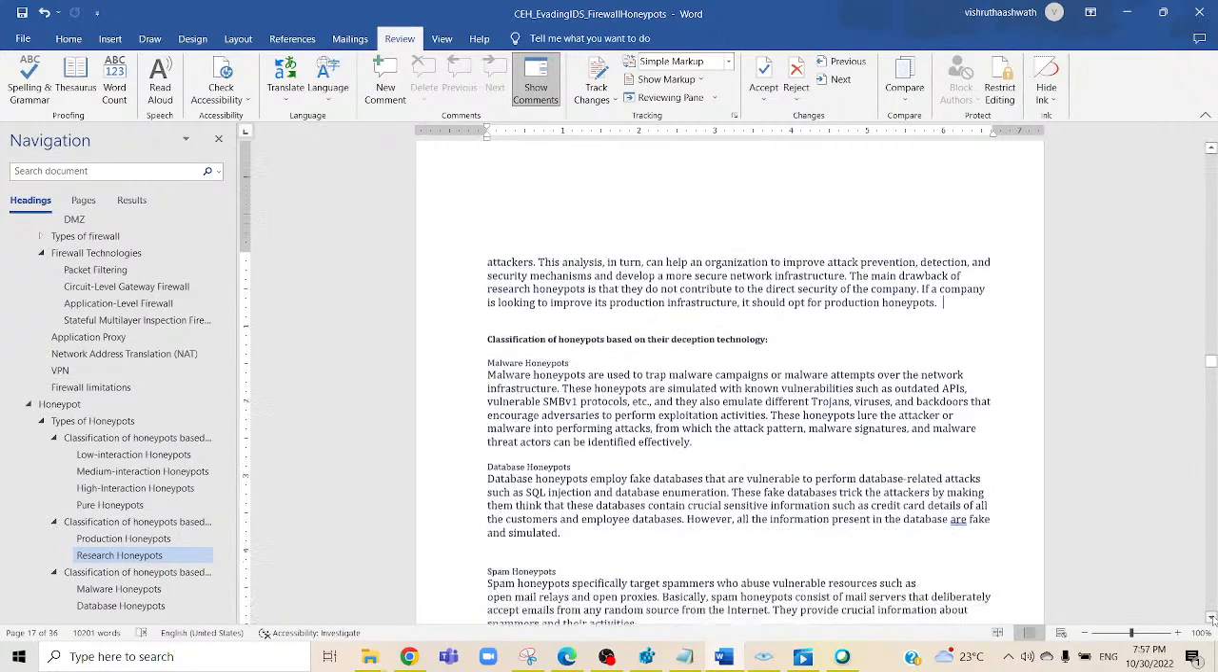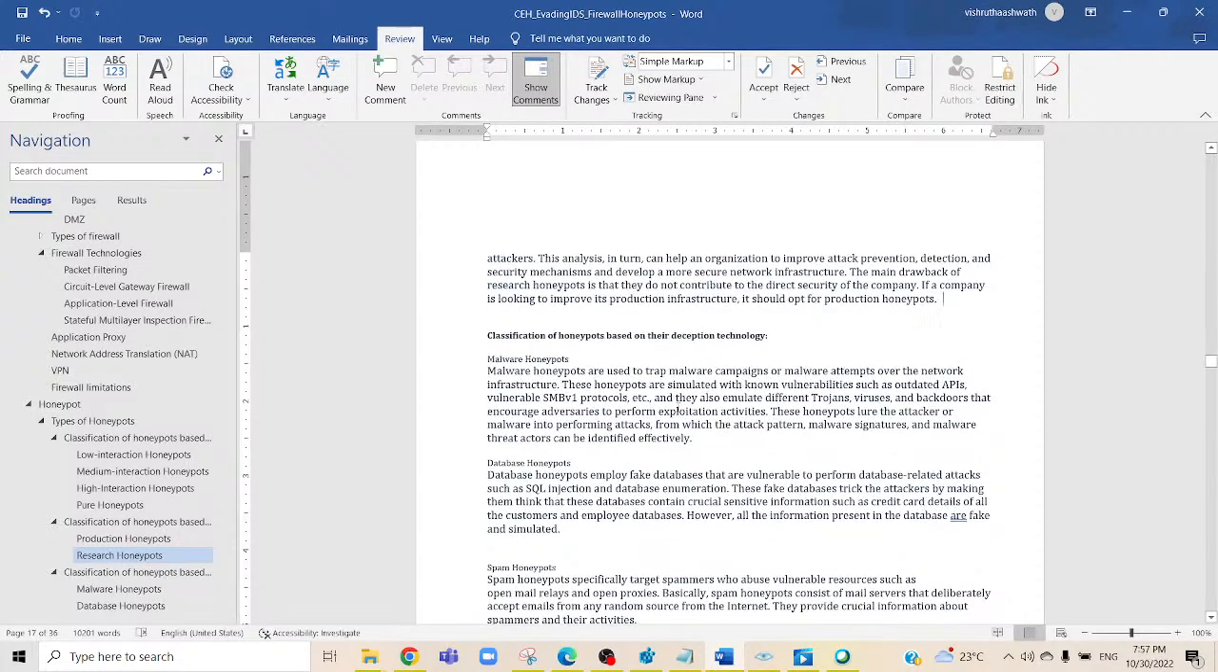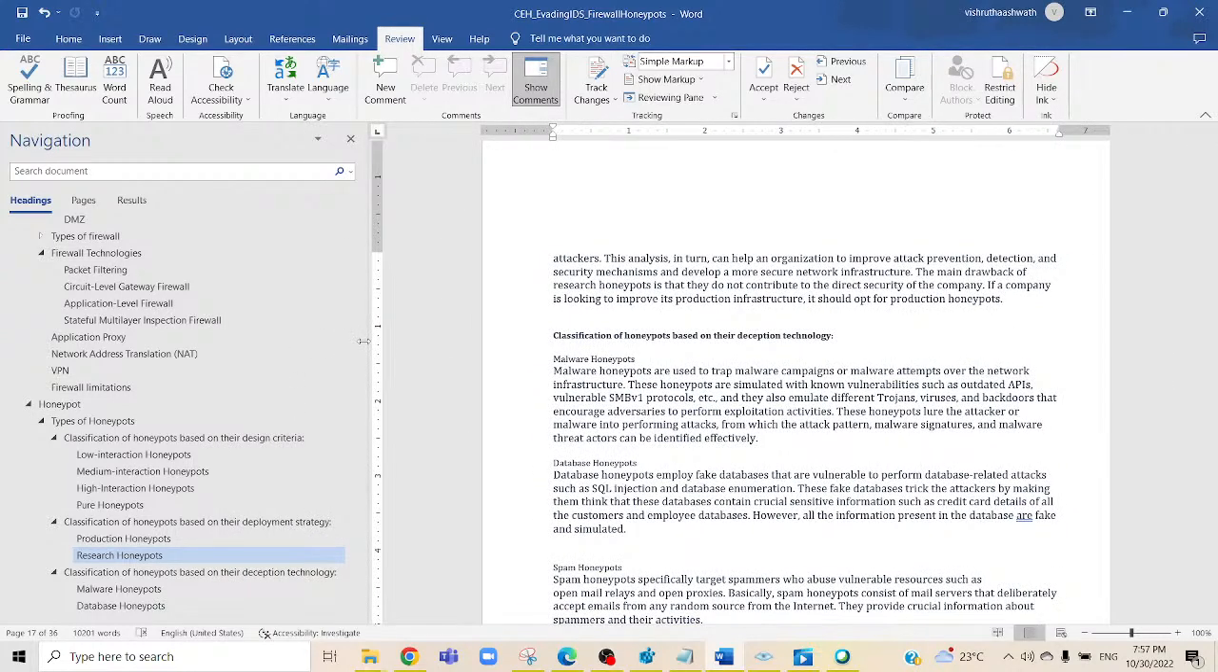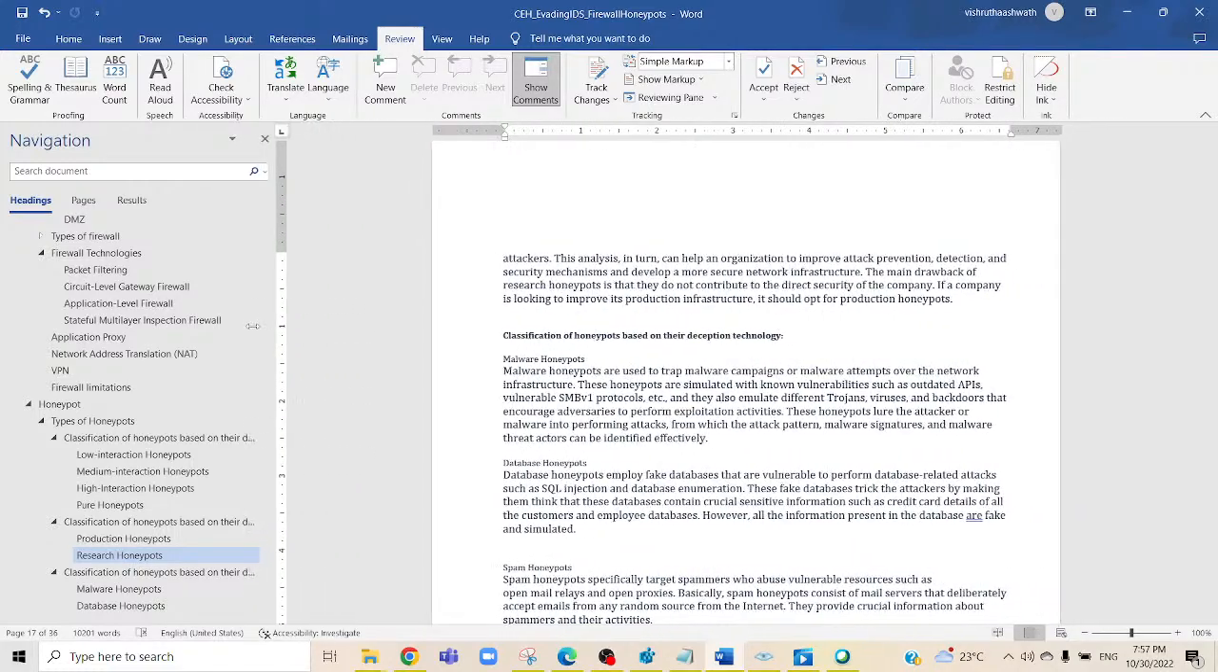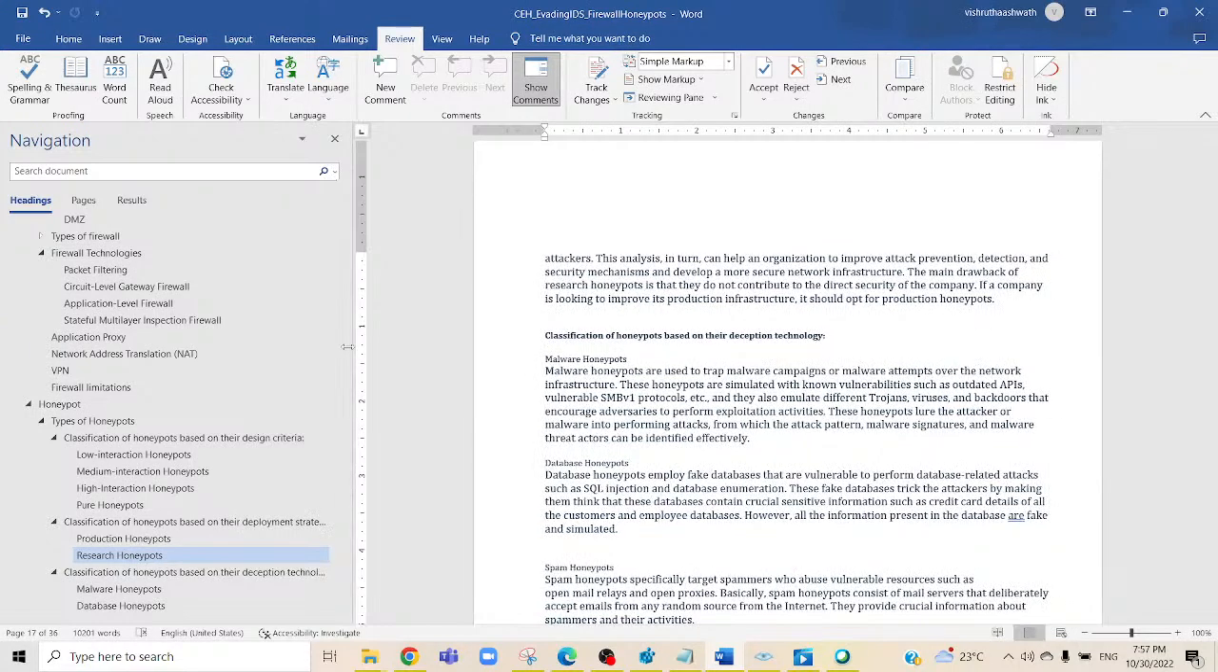Okay, next type of classification is based on the deception technology. So we saw classification based on the design criteria and based on the deployment strategy. Now let's see based on the deception technology. Malware honeypots.